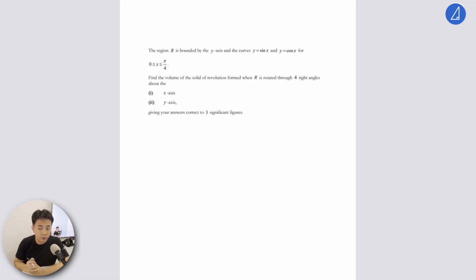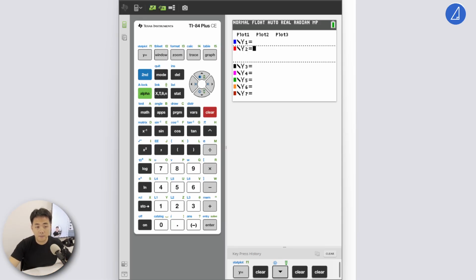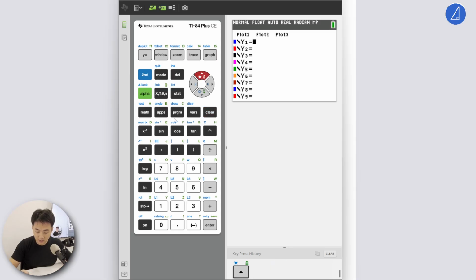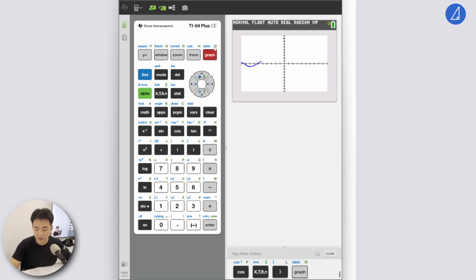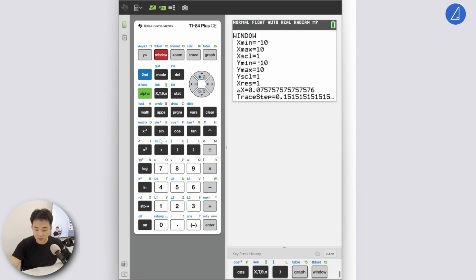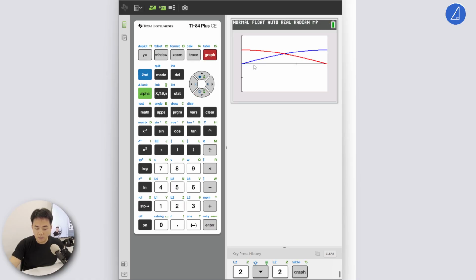So I think the first thing is to obviously just sketch in a GC first and decide where is the region R. So from here, what we need is a sine curve, sine x, and then cosine x. So I'm going to write cosine x here. Then we'll graph it. There are so many things going on, right? We need from 0 to pi over 4, so I'm probably just going to put pi over 4 here. Maybe 0 to pi over 2. Then for y min and max I'm going to put -2 and 2 here because there's too much underutilized space.